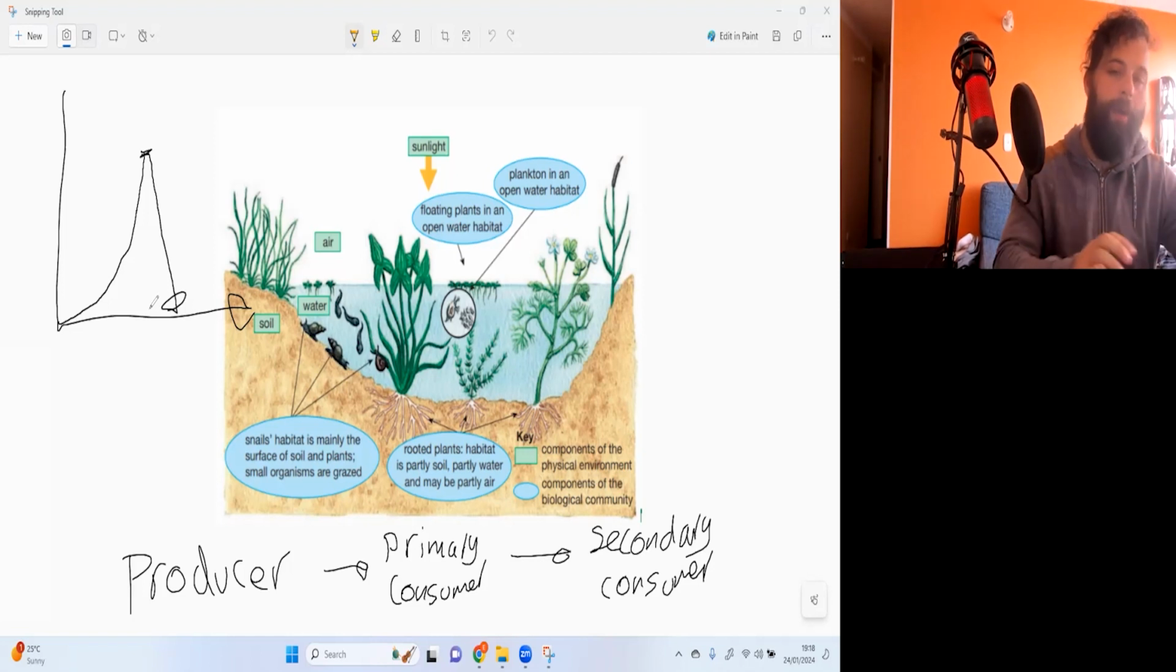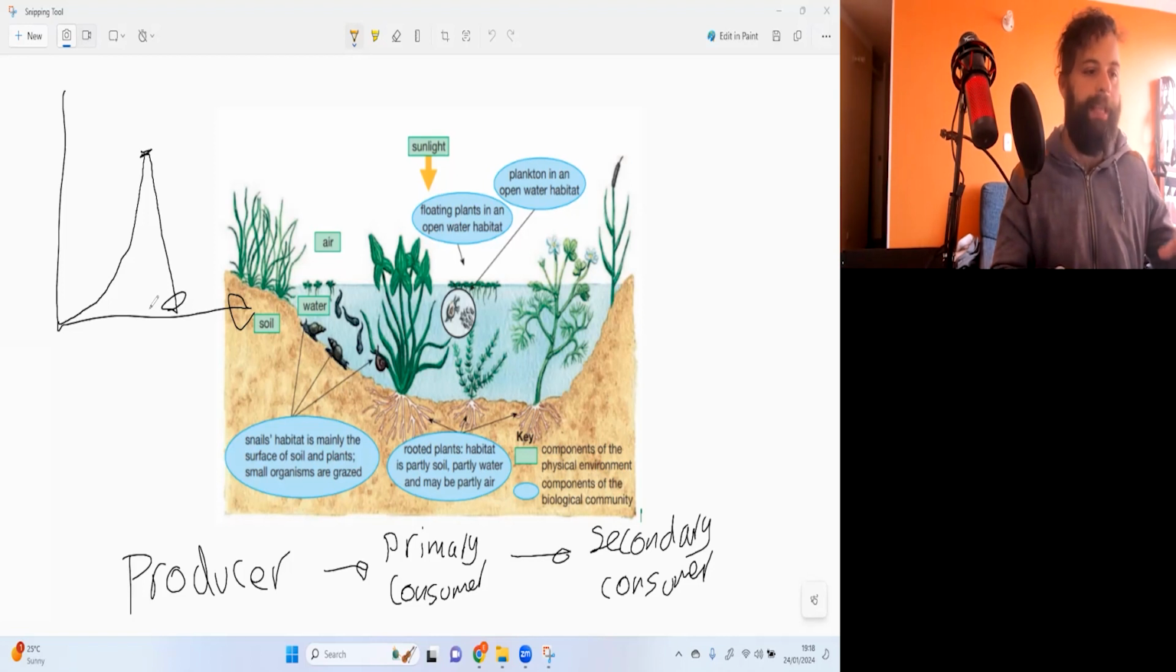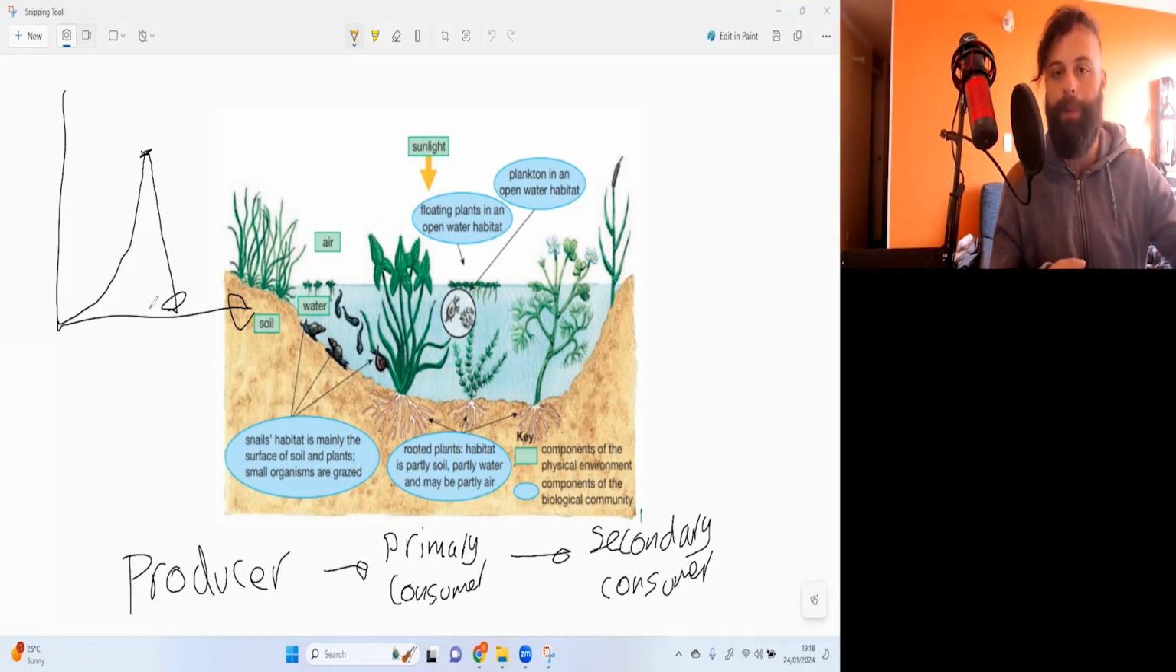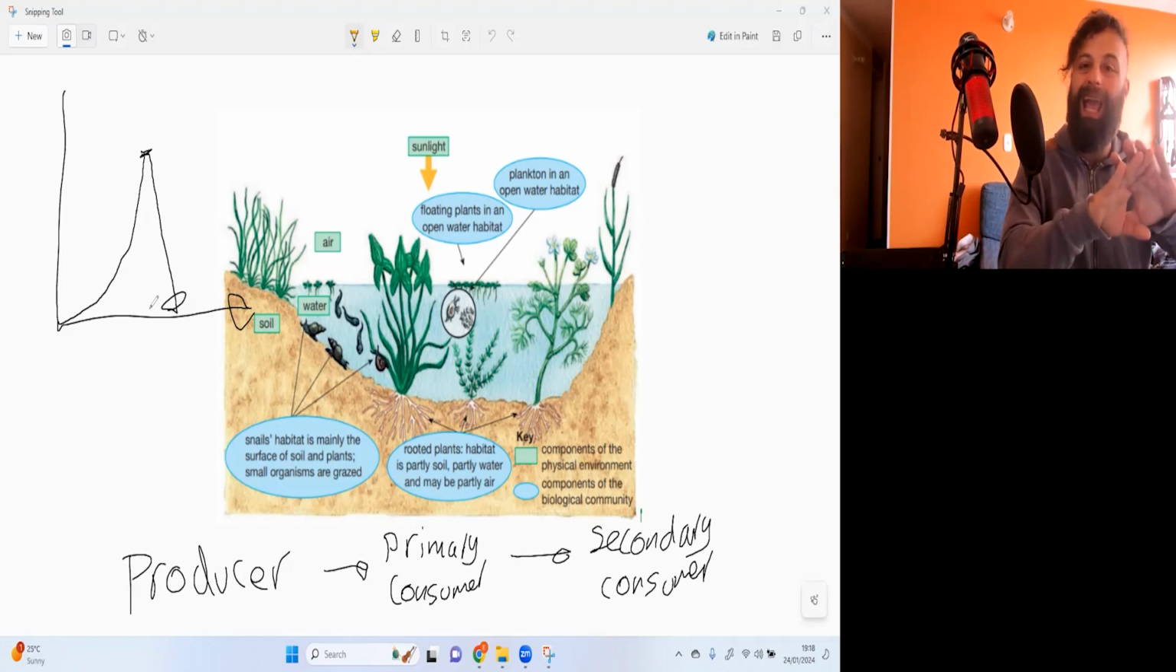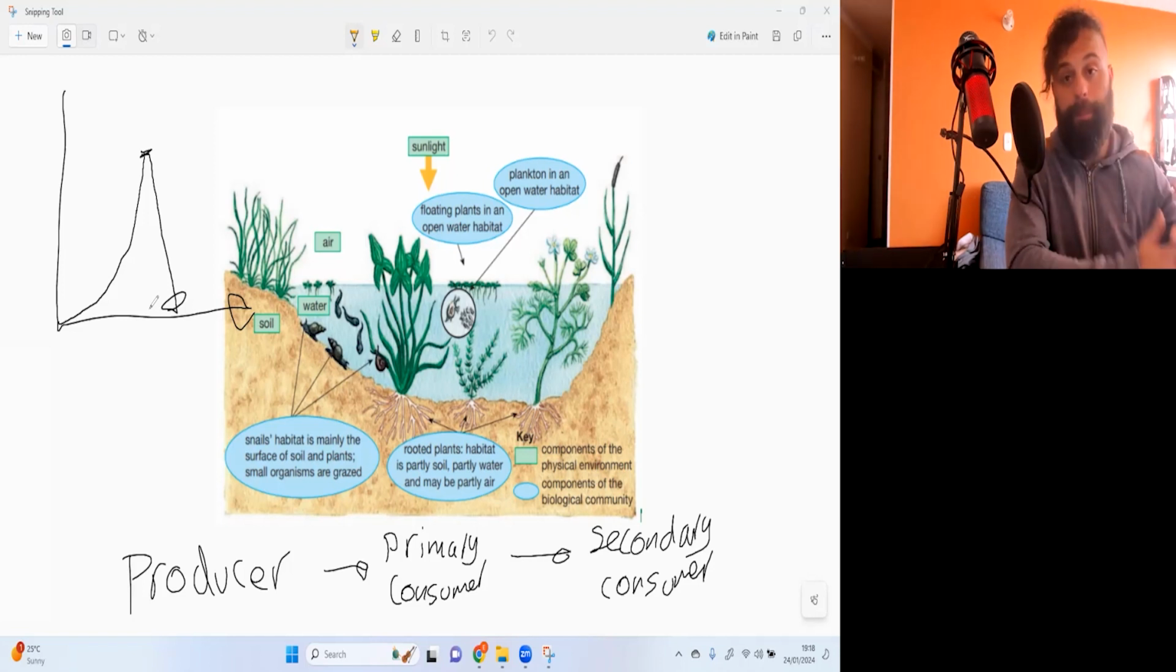Now, population is how many of a specific species. So when I say, what is the population of the human race, it's how many humans are on Earth. Or I could say, what's the population of humans in the UK? So I'm focusing on one species in a given area. Now, population sizes could go up and down. It depends on a range of other factors.